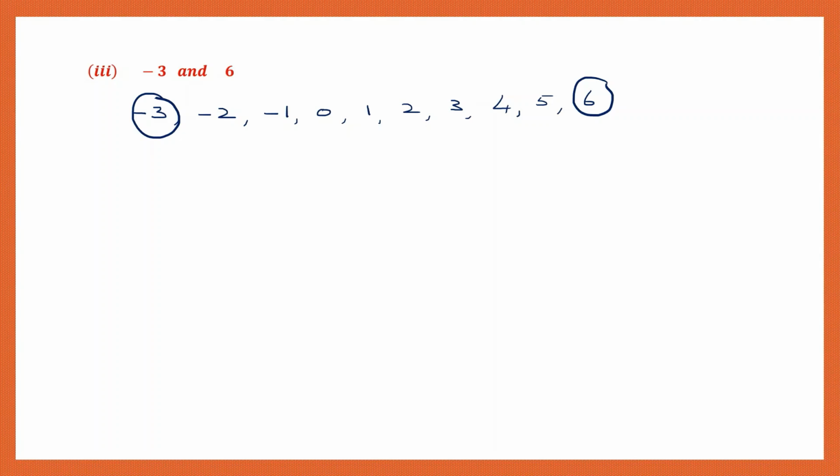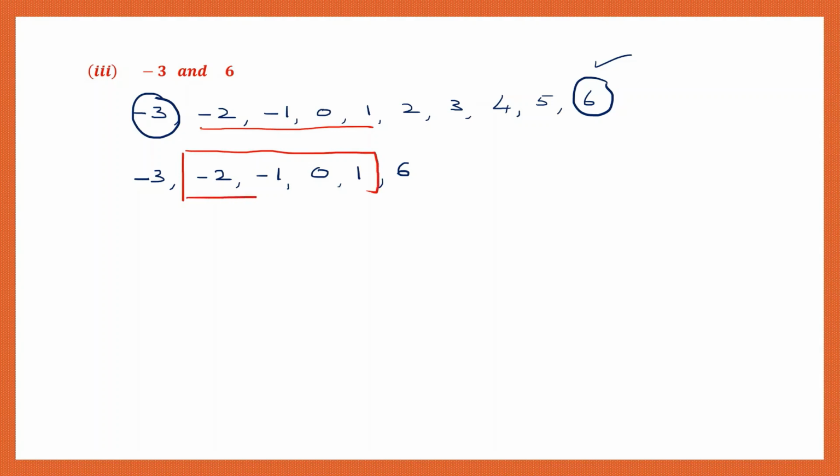So let's simply take these. Okay, so let's insert that. So here we have -3, then -2, -1, 0, 1, and then we'll take 6 because we only need 4. So these are the four rational numbers that we have inserted between -3 and 6.